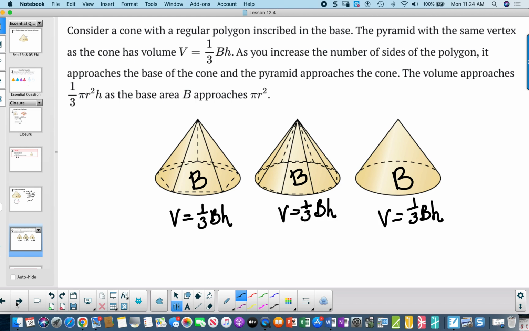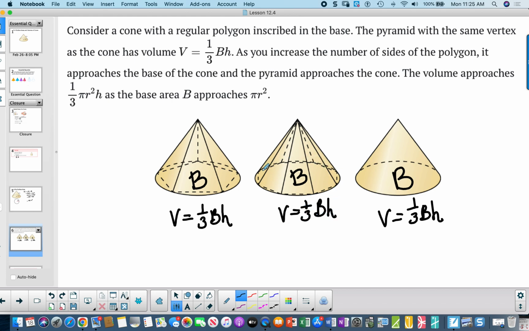Let's consider a cone in relation to a pyramid. So here's a cone, and inside is a pyramid. We know the volume of a pyramid. It's 1/3 area of the base times the height. Volume is equal to 1/3 area of the base times the height.